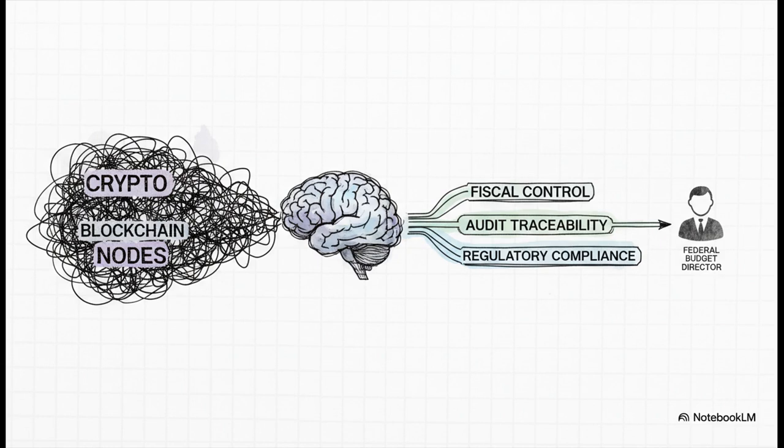So let's say you're talking to someone like a federal budget director. You're not going to start off with crypto or blockchain. No way. You're going to talk about the things they care about: fiscal control, audit traceability, integrity. You frame the whole idea in the terms they already live and breathe every single day.